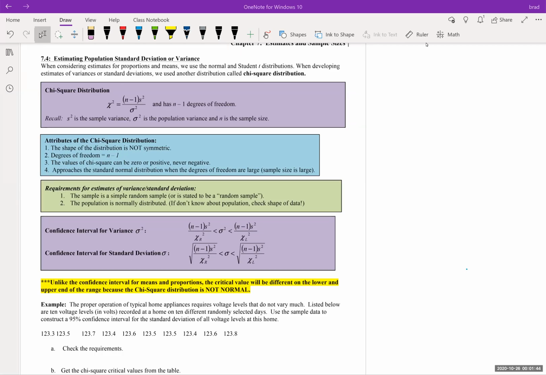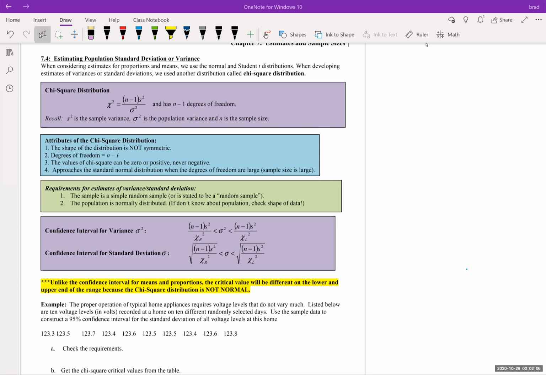Okay, you guys, so today we're going to finish up, do a quick video on the last page of your notes that I have to finish. So, estimating population standard deviation or variance. When considering estimates for proportions and means, we use normal distribution and student t distributions. Okay, so that's our z tables and our t tables.